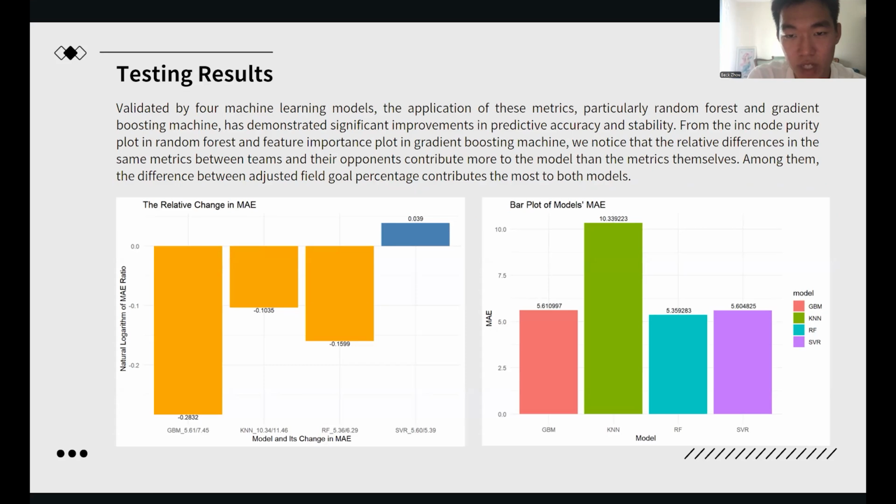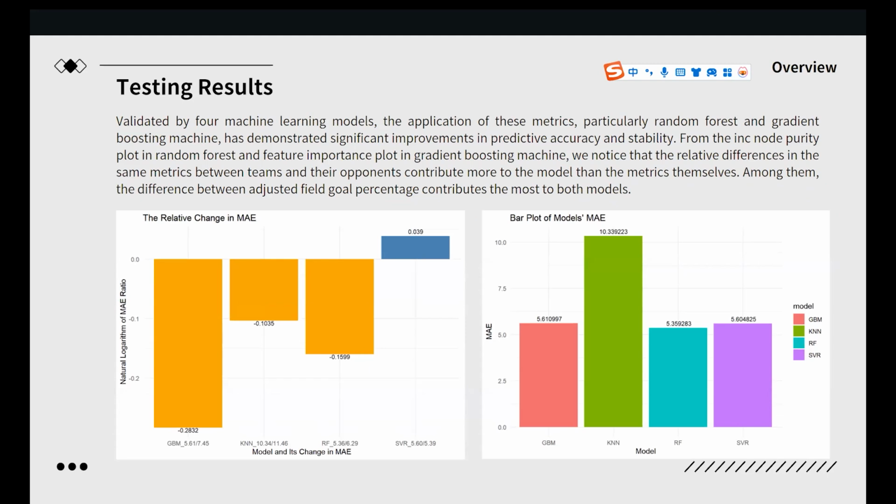The application of these metrics, particularly random forest and gradient boosting machine, has demonstrated significant improvements in predictive accuracy and stability. From the node purity plots in random forest and feature importance plots in gradient boosting machine, we noted that the relative differences in the same metrics between teams and their opponents contribute more to the model than the metrics themselves. Among them, the difference between adjusted field goal percentage contributes the most to both models.